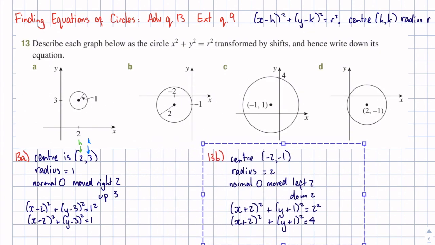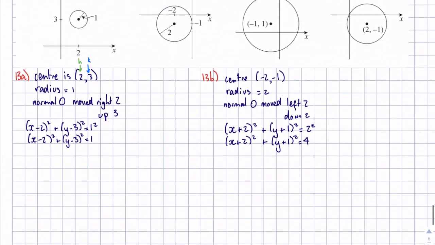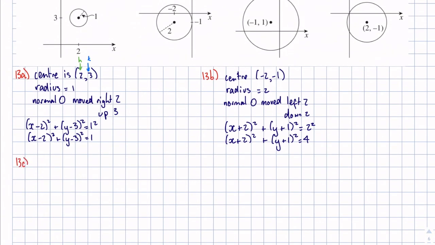Okay, now let's have a look. I'm going to move that over a bit. Now let's have a look at C and D, because these are harder. Yes, they've given us the centres, but they haven't given us the radiuses. So we have to figure out the radius ourselves. So the centre is at (−1, 1), which means we've moved left 1 and up 1, but the radius, we don't know the radius.